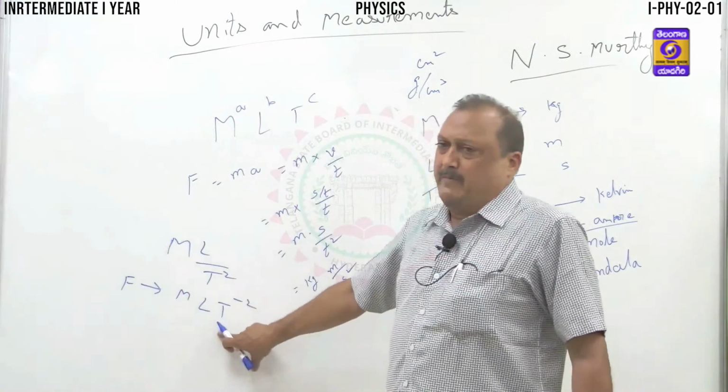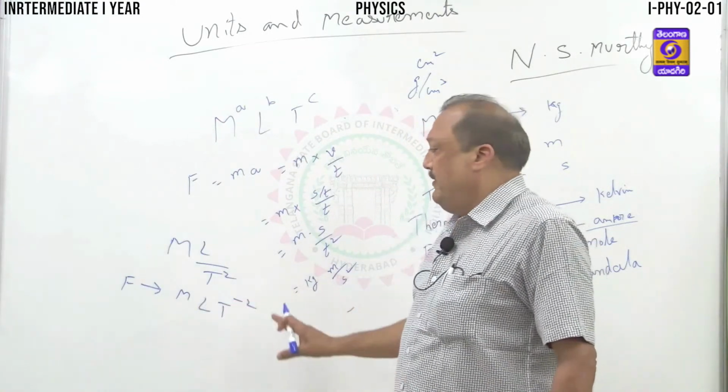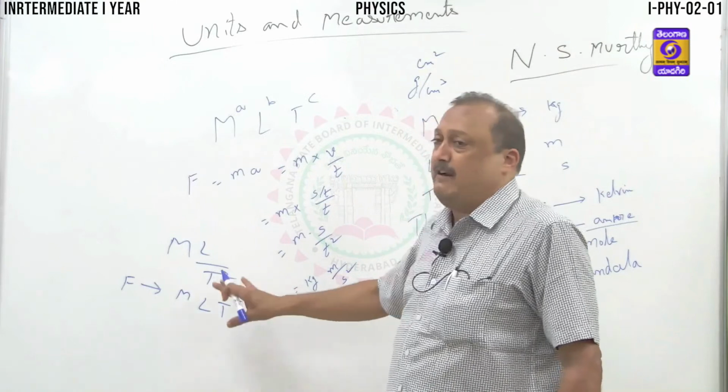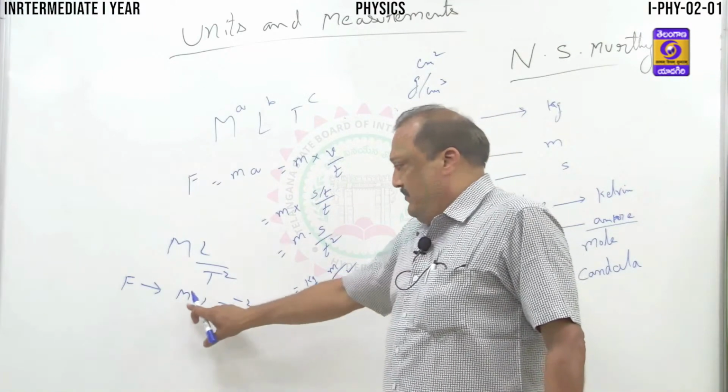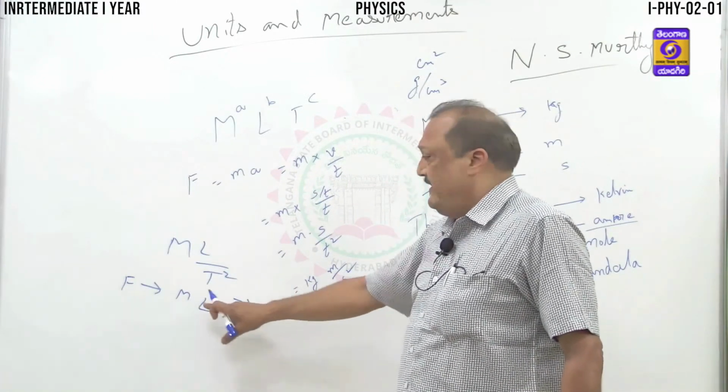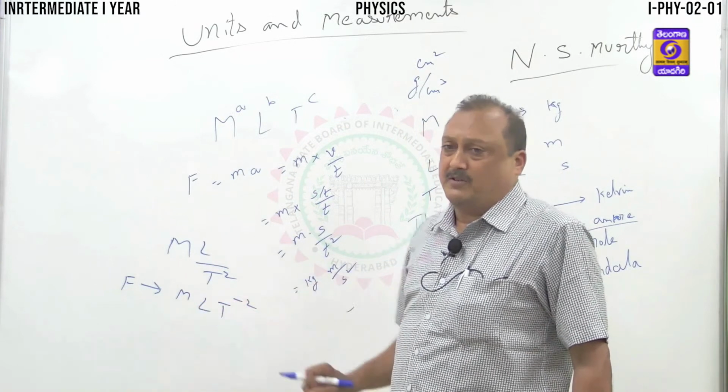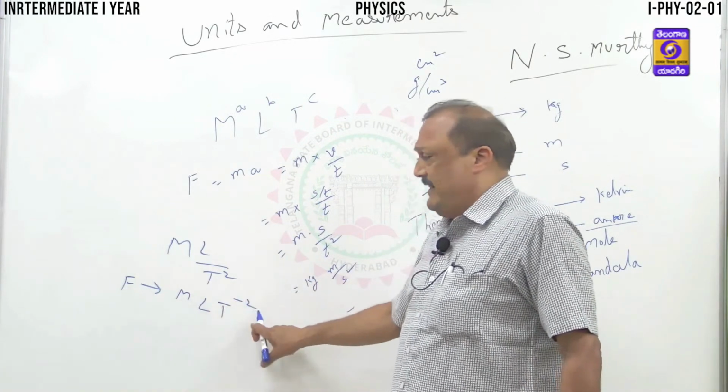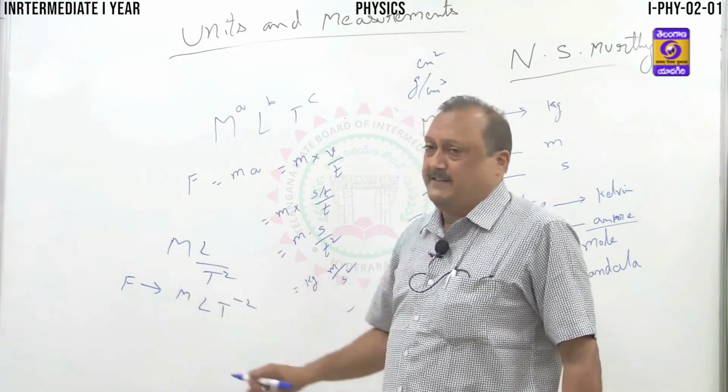What is the use of the dimensional formula? Using this equation, we can write the units of a derived physical quantity. That is kg meter per second square. By seeing this, we can write the SI unit of force. Gram centimeter per second square is the unit of force in the CGS system.